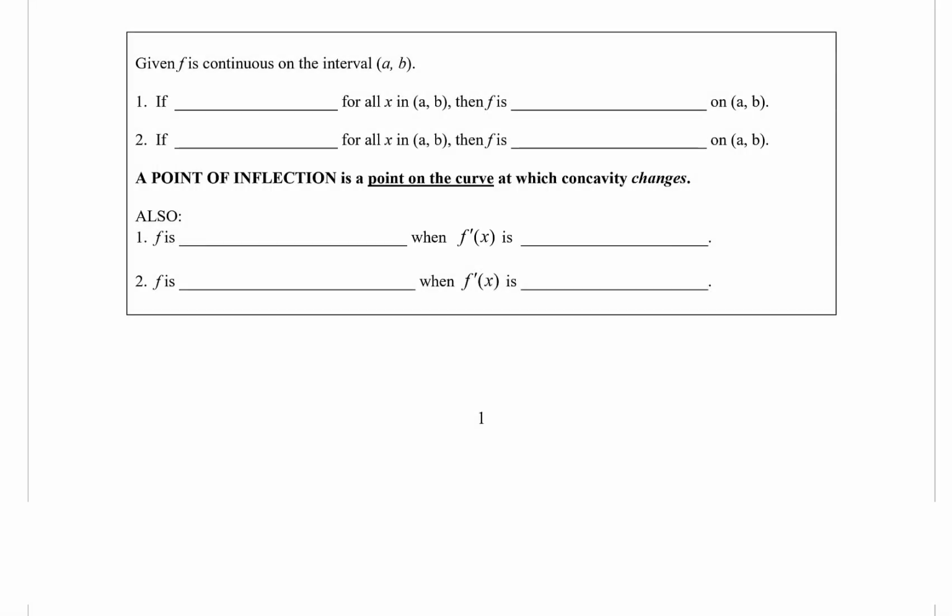Given f is continuous on the open interval from a to b: 1. If f double prime of x is greater than 0 for all x in the open interval from a to b, then f is concave up on the open interval from a to b. 2. If f double prime of x is less than 0 for all x in the open interval from a to b, then f is concave down on the open interval from a to b.